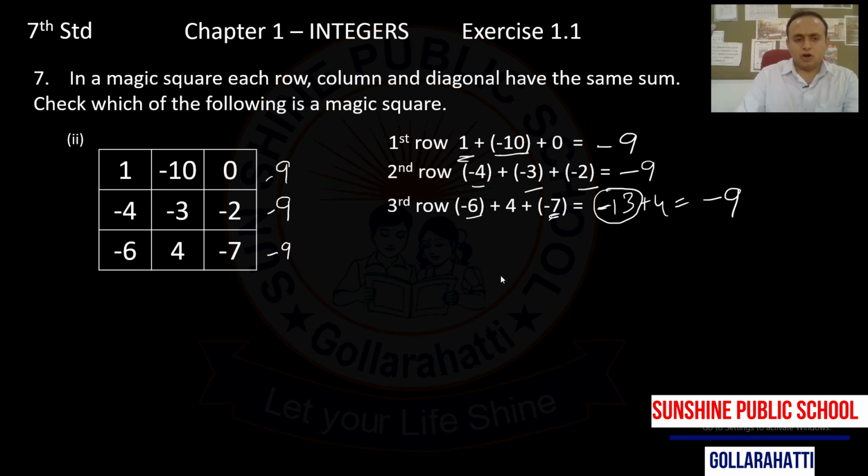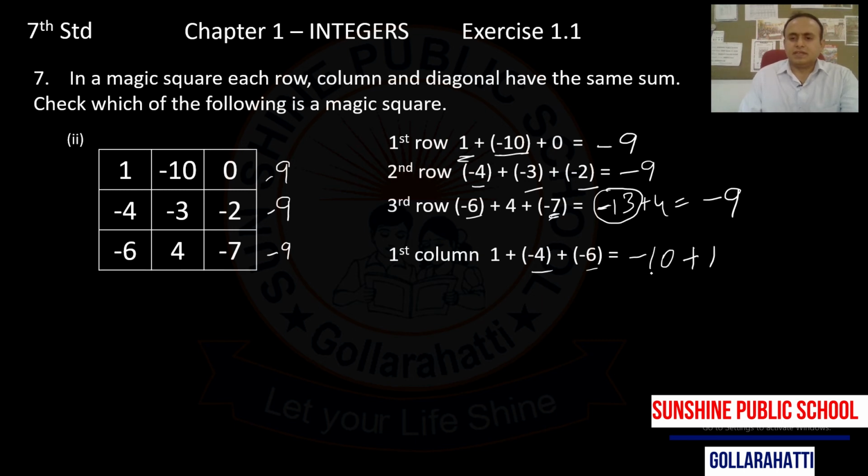Now let us add the first column, that is 1, minus 4, plus minus 6. Minus 4 minus 6 gives minus 10 and plus 1. See, different sign you should subtract. Same sign add. So different sign means subtract. Minus 10 plus 1, you should subtract, that is 9, and put the greater number's sign, that is minus. Now minus 9. You got the minus 9 in the first column.